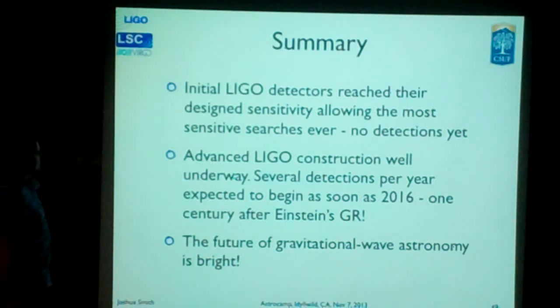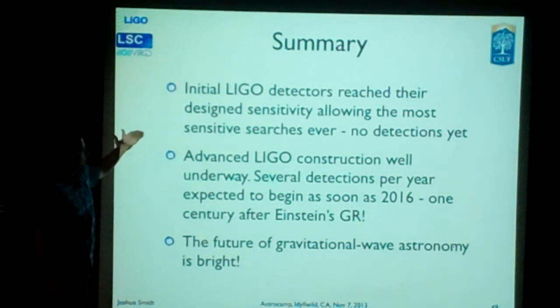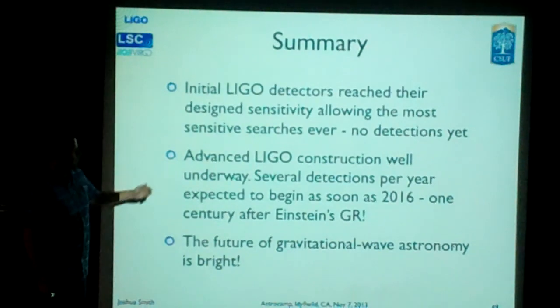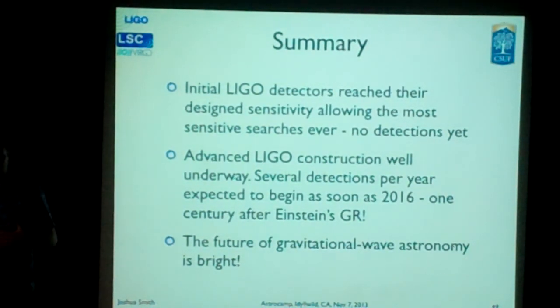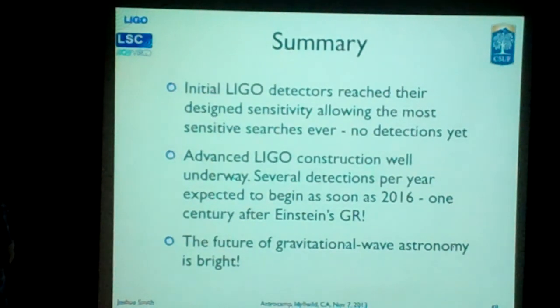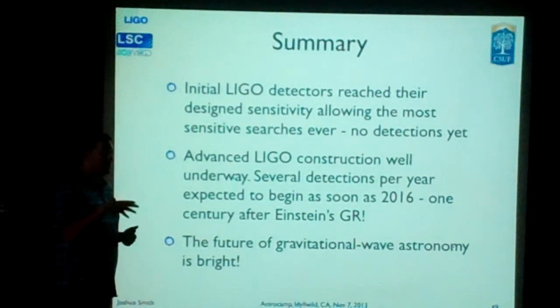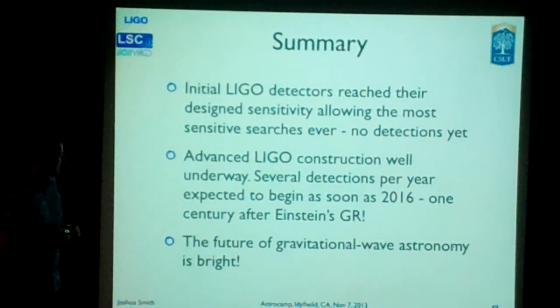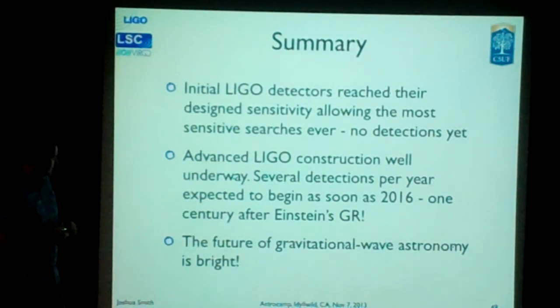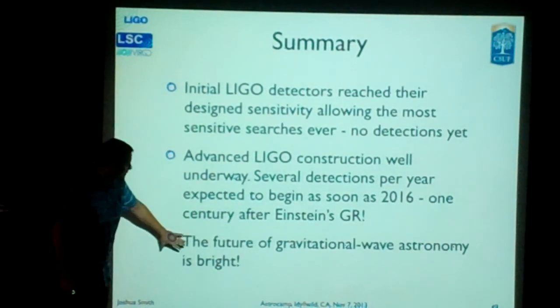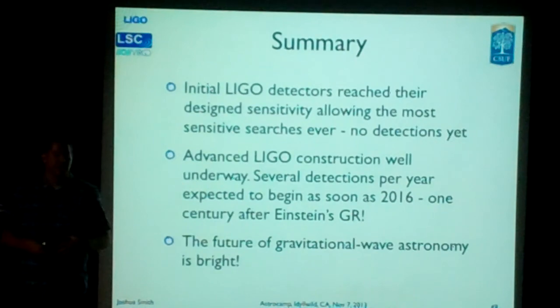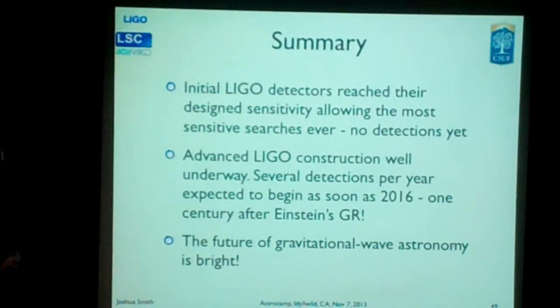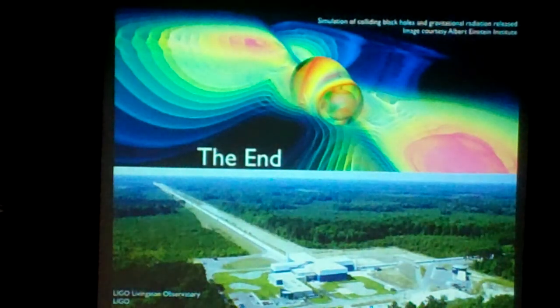Summary: the initial LIGOs reached their design sensitivity, but we didn't detect anything. Advanced LIGO construction is underway, and we expect several detections per year to begin as soon as 2016, which is a real push for us because it's exactly a century after Einstein made the prediction. So we hope to make a detection for the centennial. It's going to be close. We hope it's close. The future of gravitational wave astronomy is really bright. And that's the end.